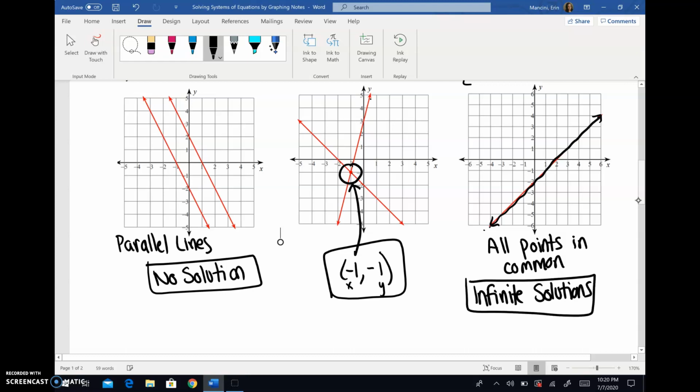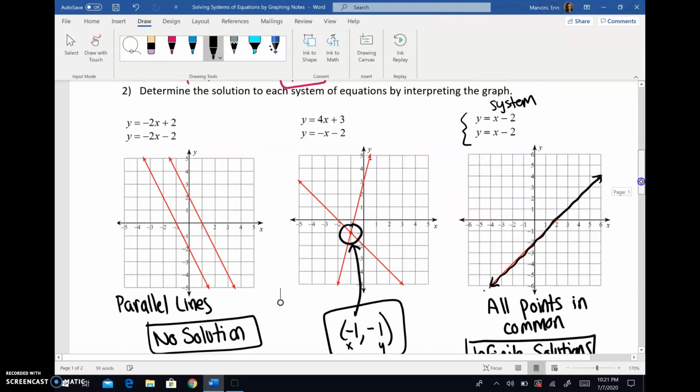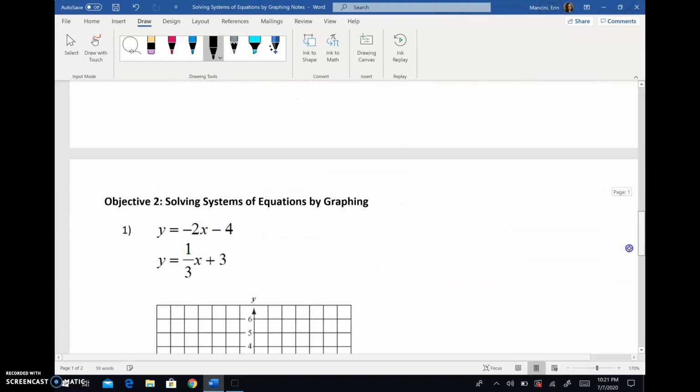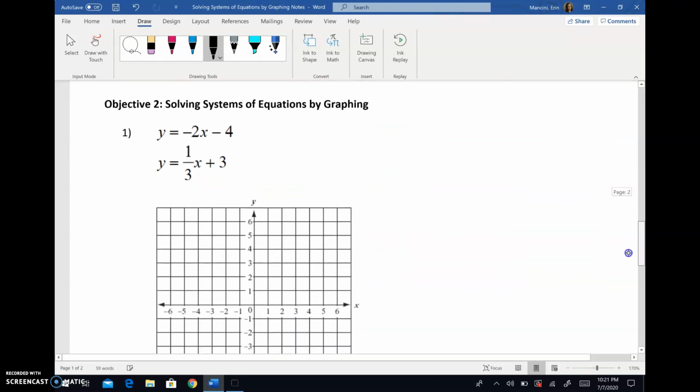And these are the three scenarios you could have. You can have an intersection point, which would be this coordinate pair as a solution. You can have parallel lines, which would be no solution, or they could be the exact same line, and you would say infinite solutions. Okay, three different types of problems you will see. So now we're going to go ahead and actually try to solve.